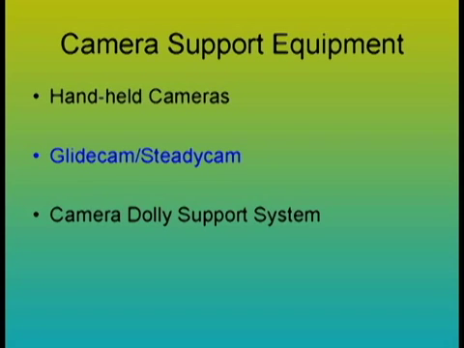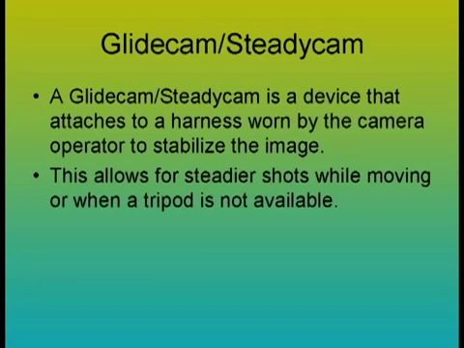Let's move into the topic of glide cams and steady cams. A glide cam or steady cam is a device that attaches to a harness worn by the camera operator to stabilize the image. This allows for steadier shots while moving or when a tripod is not available.